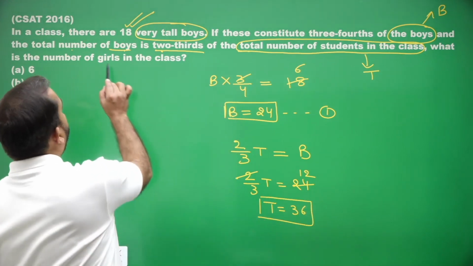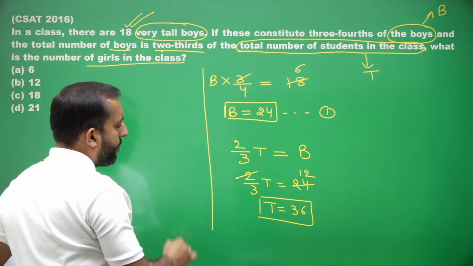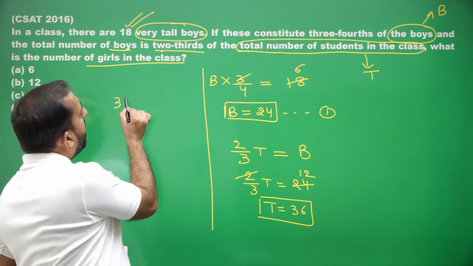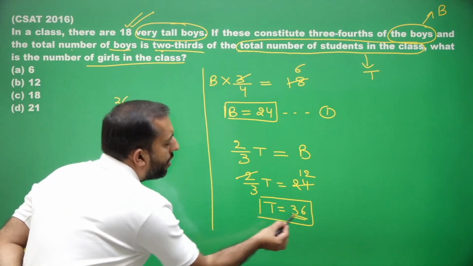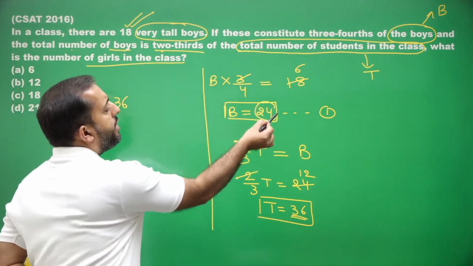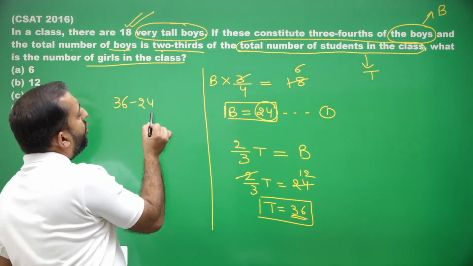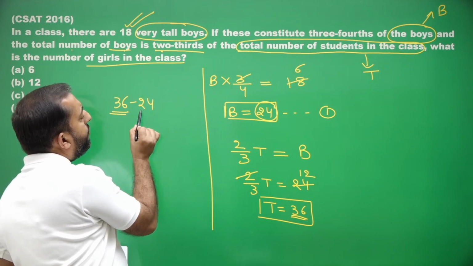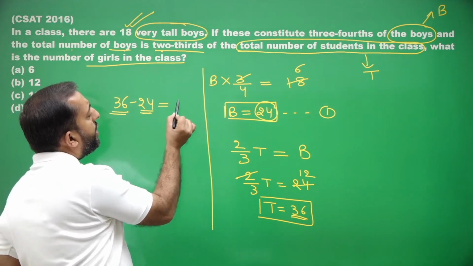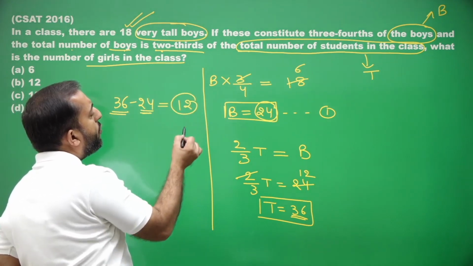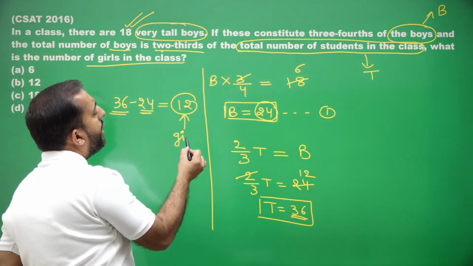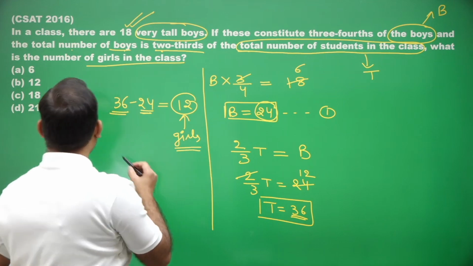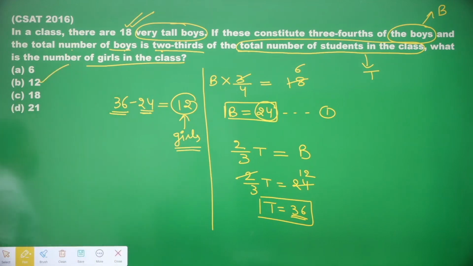What is the number of girls in the class? Total students in the class are 36, and total boys in the class are 24. So from the total students, if we subtract the number of boys, we will get the number of girls. So how many girls are there in the class? We have 12 girls in the class. Answer is option B. Please make a note of it.